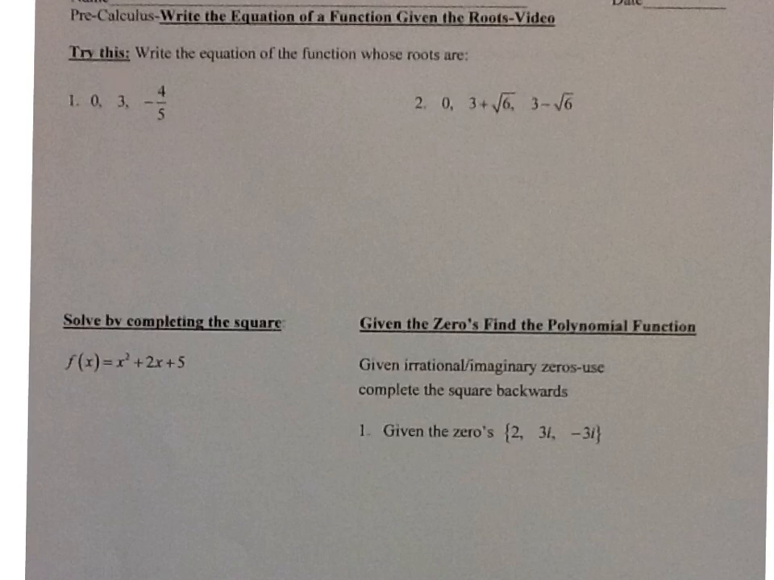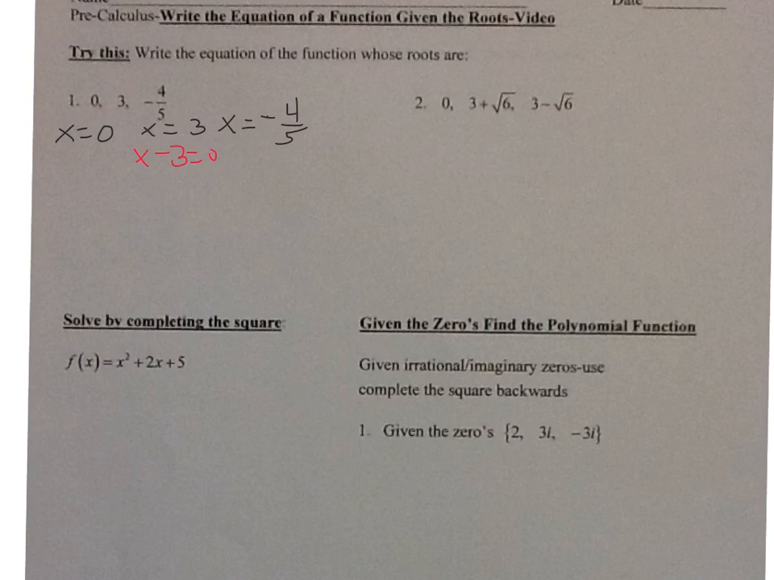I have all real, rational, these are all real and rational here. I have a root of, or a 0 of 0, 3, and negative 4/5. So I'm going to take them all and set it equal to x. Okay, so when I have real rational roots, I want to factor backwards. So I'm going to take this middle one here and make it x minus 3, so I have x minus 3 equals 0.